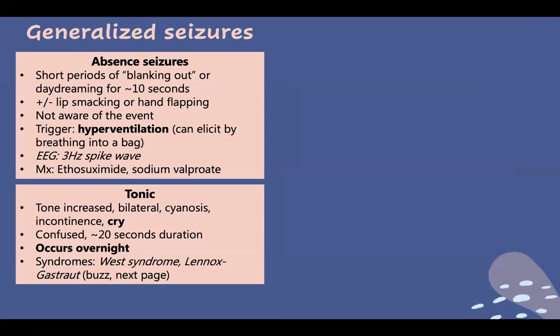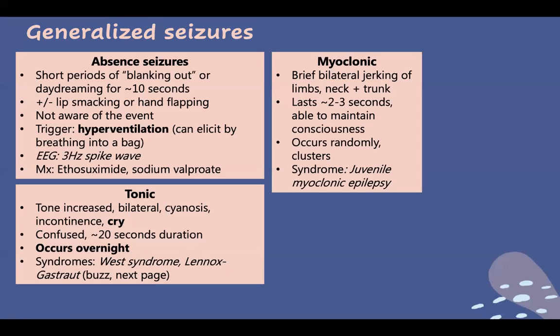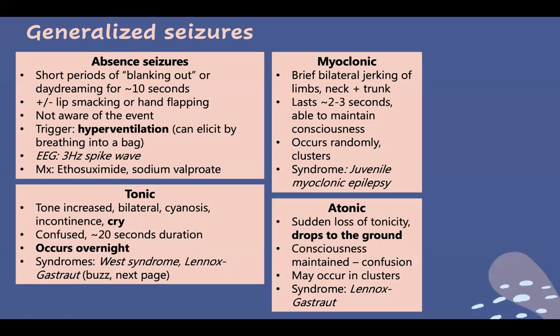All right, tonic is when the tone is increased. It tends to be bilateral and induces cyanosis. And they'll have this cry, that seizure cry. They can be quite confused. It lasts for about 20 seconds and it occurs overnight. So some of the syndromes you see this in are West syndrome and Lennox-Gastaut syndrome. So those are the buzzwords on the next page. Myoclonic is that brief bilateral jerking, occurs in clusters, and that's the juvenile myoclonic epilepsy. And atonic, this is my favorite one. They just fall.